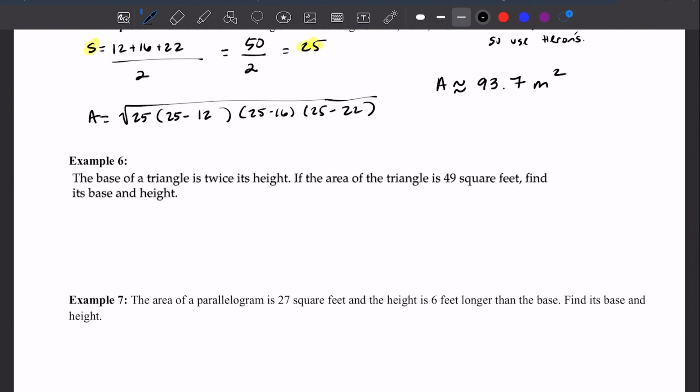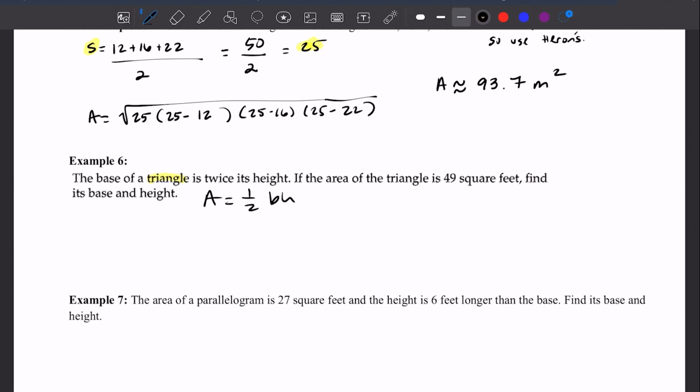What are we dealing with here? The what of the triangle? The area of the triangle. And the area formula for a triangle is what? What's the formula? 1/2 base times the height.